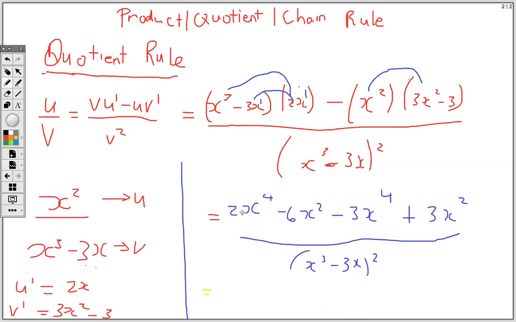So the answer in this case, 2x to the 4th minus 3x to the 4th, is like saying 2 take away 3, I'm left with minus 1, which is the same as minus x to the 4th. So you wrap up the variable. Then we have minus 6x squared plus 3x squared to give you negative 3x squared, and it's all over, open bracket, x cubed minus 3x, all squared.